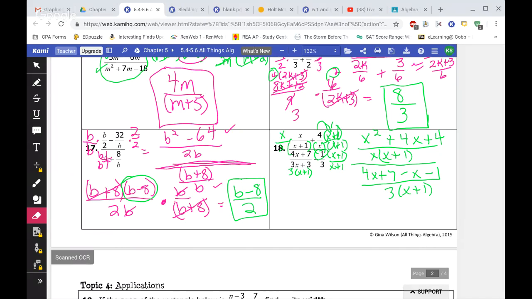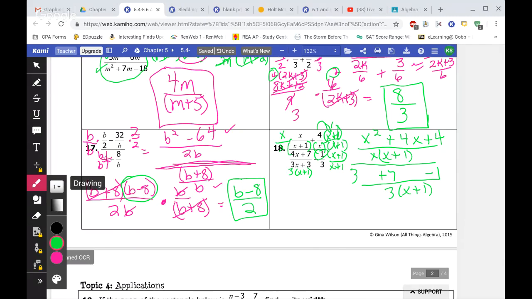Okay. Okay, so 4x with this x here, negative x, is going to give me a 3x. And then the positive 7 with the negative 1 is going to give me a plus 6. So that's how that was done. Does that make sense? Yeah. Okay, good.